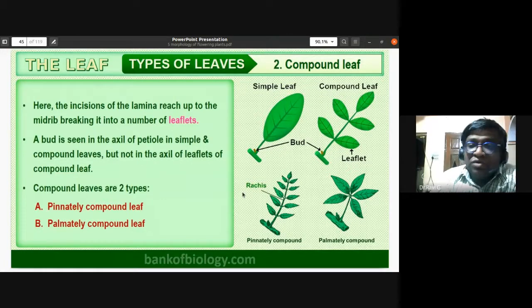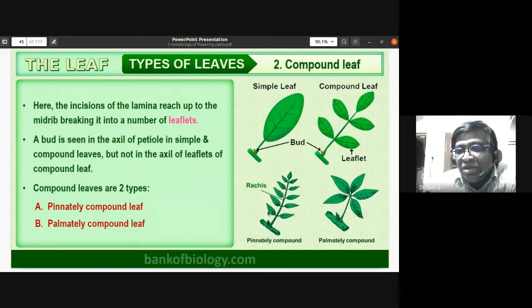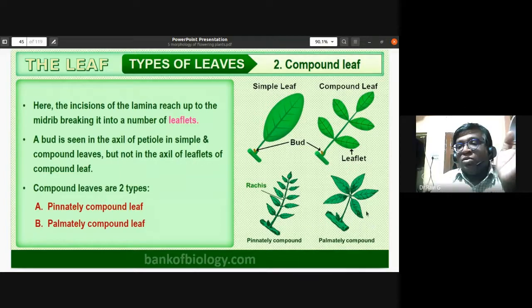Compound leaves are of two types. Pinnately compound leaf, as you can see in the diagram here, they are like the arrangement of feather-like structures. Pinna means feather-like structures. Whereas in palmately compound leaf they are arranged just like the palm. You can notice in the palmately compound leaf, from a single point, many leaflets arise. This sort of palmately compound leaf you can notice in the silk cotton tree.